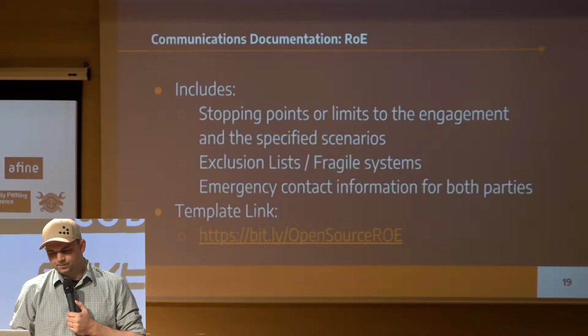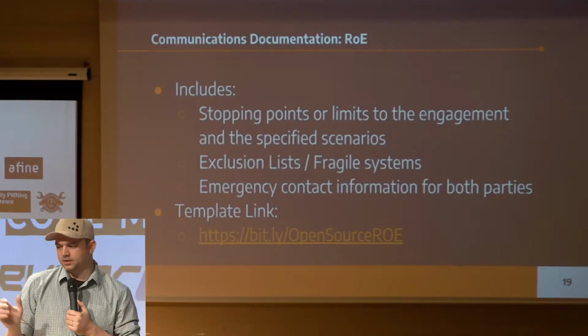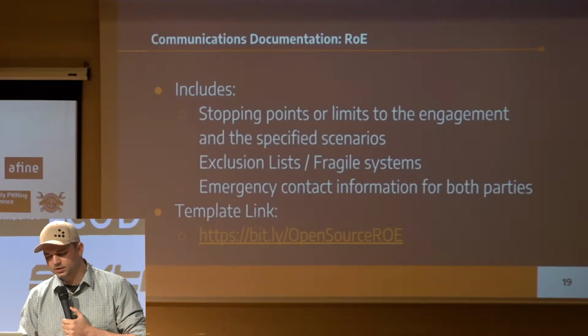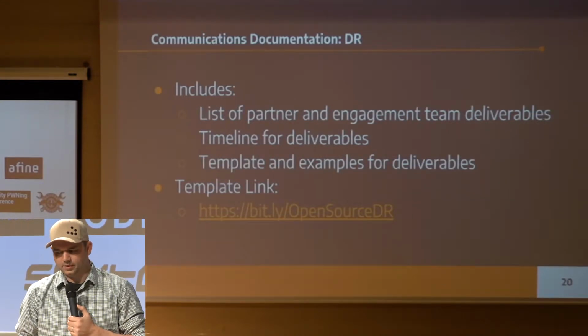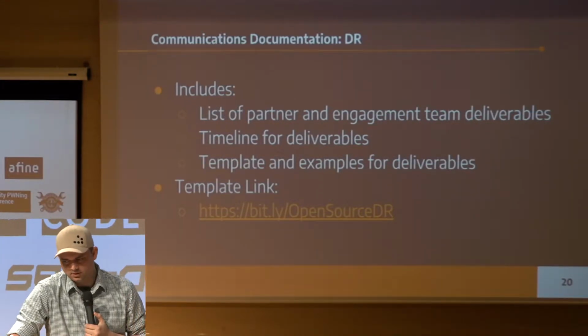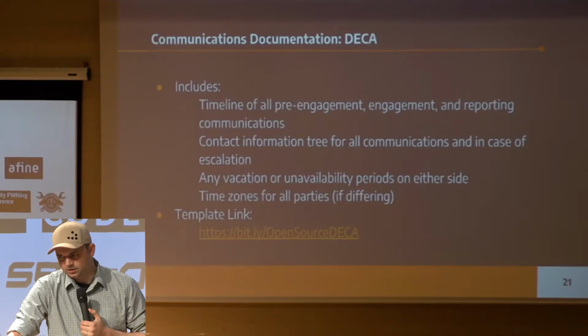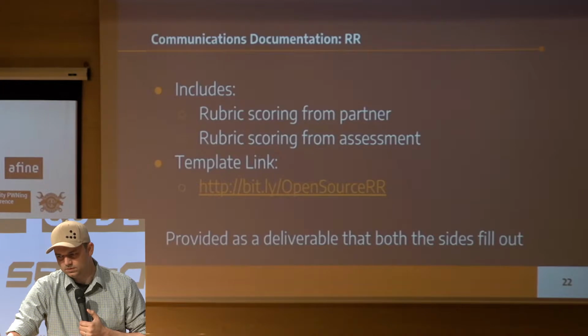Here's the ROE. Rules of engagement, stopping points, limits to the engagement, exclusion lists, fragile systems, and so on. List of partner engagement deliverables, timeline. I really just want to get to the point where I'm talking about different engagement types. So, the rubric.